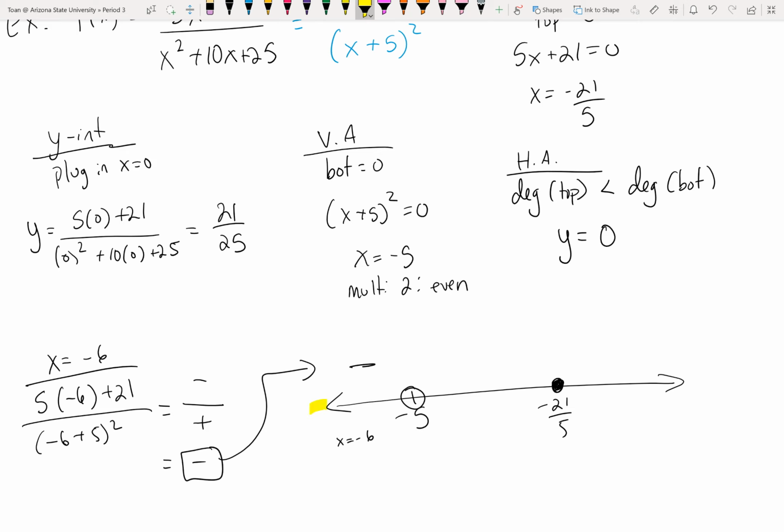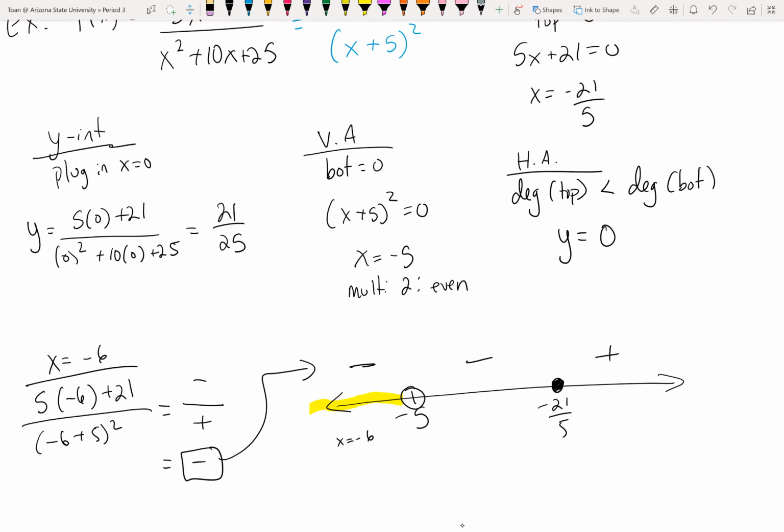Going from left to right, I'm going to cross the negative 5. Where did I get the negative 5 from? This guy here. He has an even multiplicity, so he does not change. So I know it stays negative. Keep crossing. I'm going to hit negative 21/5. I got negative 21/5 here. What's his multiplicity? 1, which is odd. So he does change. That's your sign diagram.